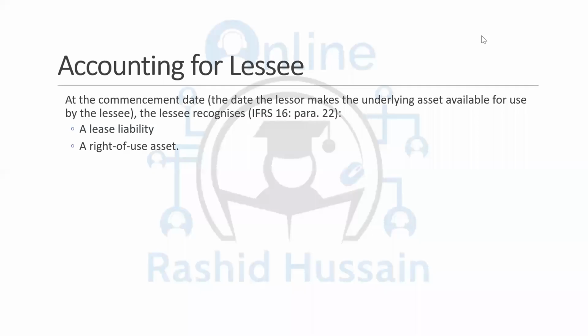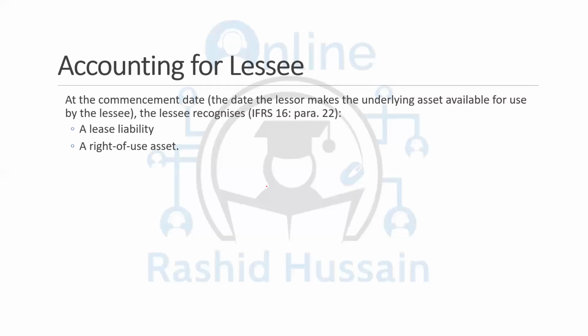All right, now we have the accounting for the lessee. We have already stated that there are two things to understand within IFRS 16. There should be an identified asset and the right to control before classifying a contract as a lease contract. If there's no identified asset, if there's no right to control, then it is going to be a contract for service rather than a lease contract.